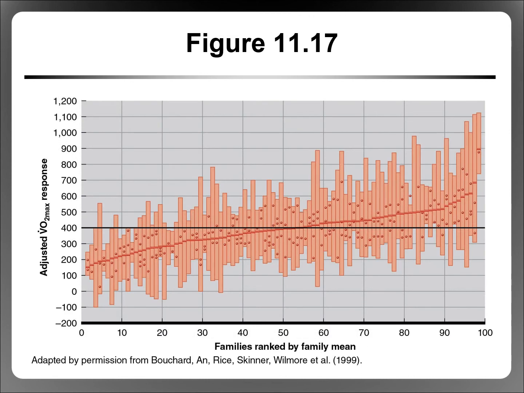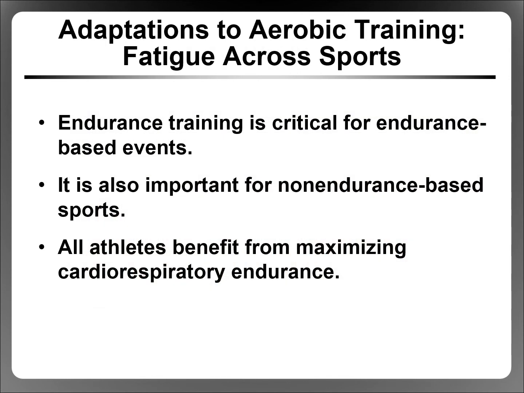All right, so this is an example of this genetic component and the changes. We have the VO2 max response and families ranked by the mean value of the family. Basically, what we're seeing here is they received the same training protocol. Our baseline was trying to get a change of about 400, and even though every single individual did the exact same thing, there was a wide variety in changes.